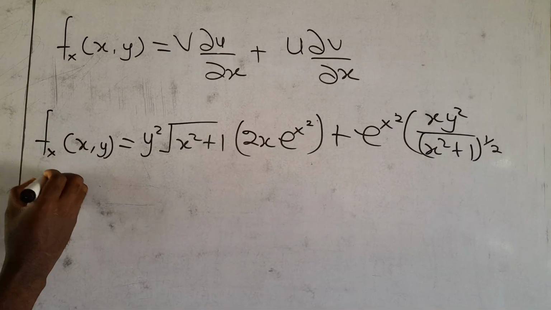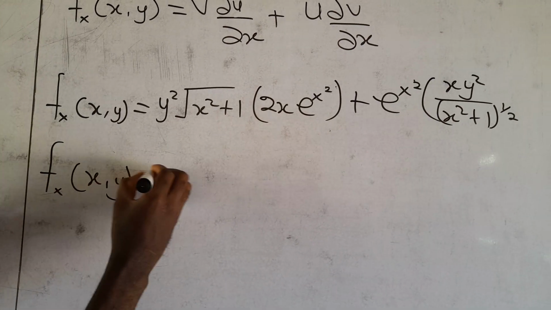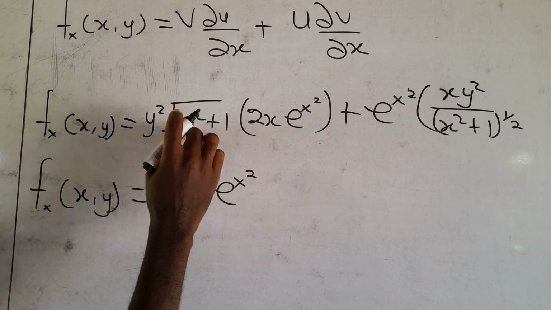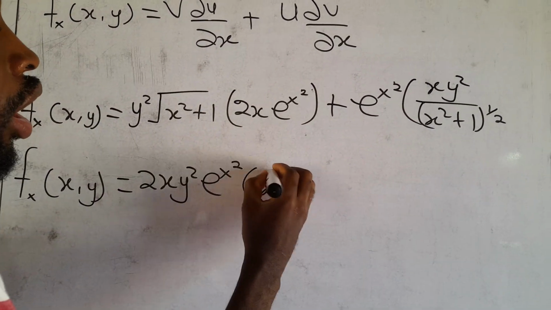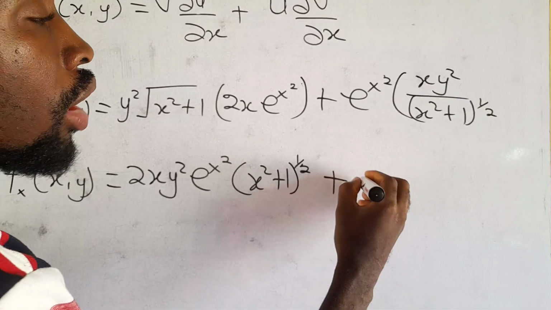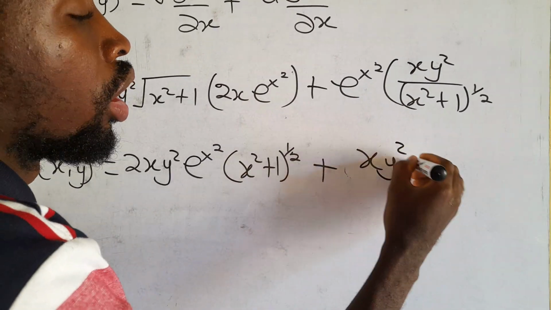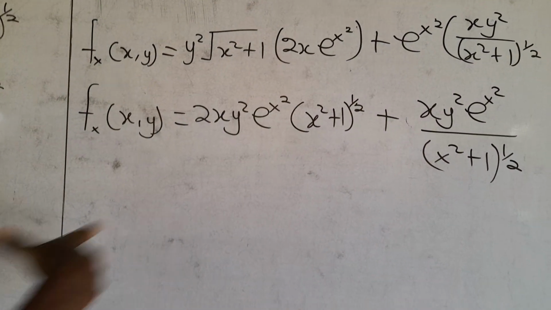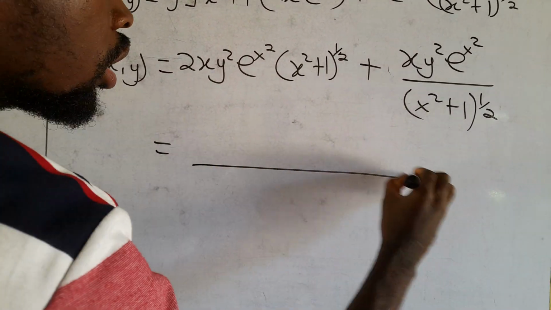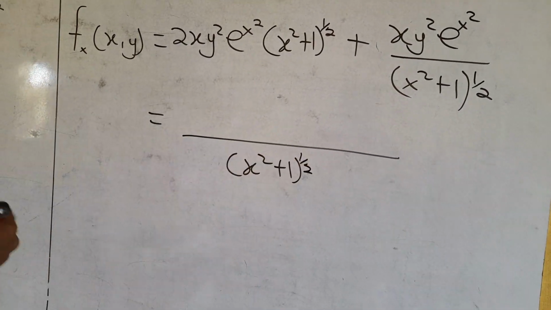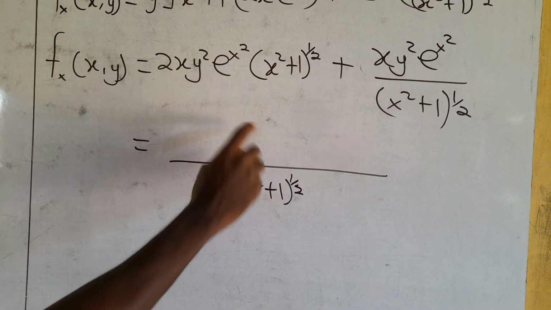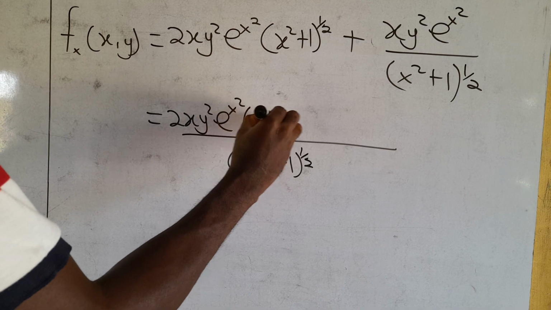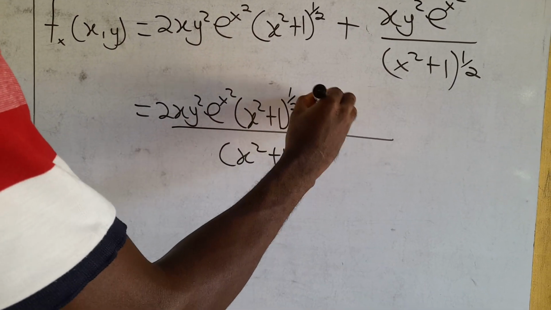So we can simplify this further and say the partial differentiation of the function with respect to x will be equal to 2xy squared e exponent x squared, then the square root of x squared plus 1, which can be written as (x squared plus 1) exponent half, plus xy squared e exponent x squared all over (x squared plus 1) exponent half. So we can find the LCM and simplify this further. The LCM of this is (x squared plus 1) exponent half. Remember this first term is over 1, the denominator is 1. When you divide that, it will still be this. Multiply by this, we'll get 2xy squared e exponent x squared times (x squared plus 1) exponent half times (x squared plus 1) exponent half.